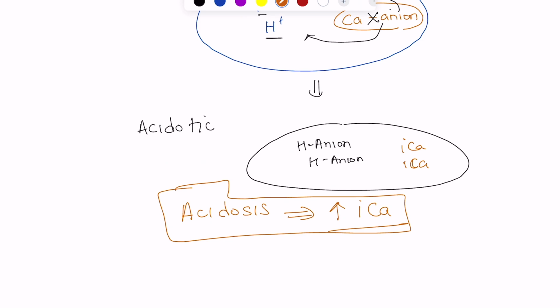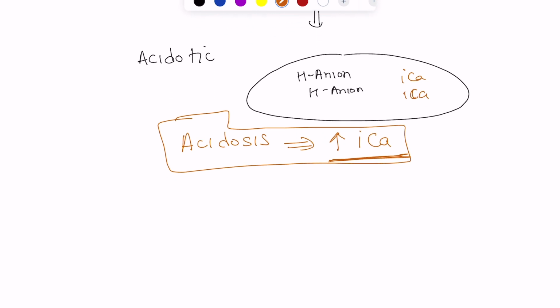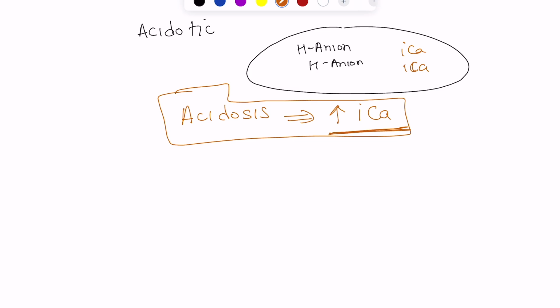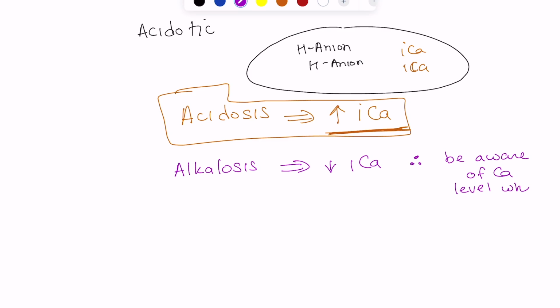What happens to the calcium level? Now, the reverse is true. So if acidosis increases my ionized calcium, alkalosis is going to decrease my ionized calcium. Therefore, you want to be aware of the calcium level when giving, for example, a sodium bicarb drip.